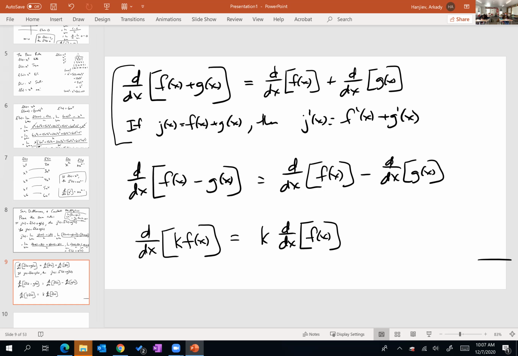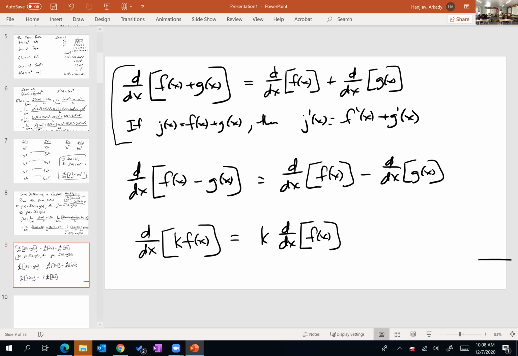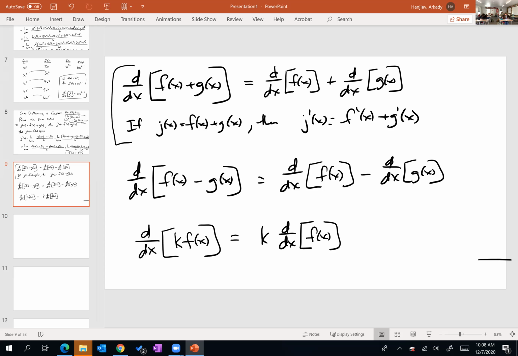Yeah, because if you take the derivative of k, and you're doing the h goes to 0, it's just going to be 0. If you just have the limit of k as h goes to 0, it's just k. So that's why we take it out, right? So the middle one's the subtraction rule and the bottom one's the constant multiplier rule. Okay.